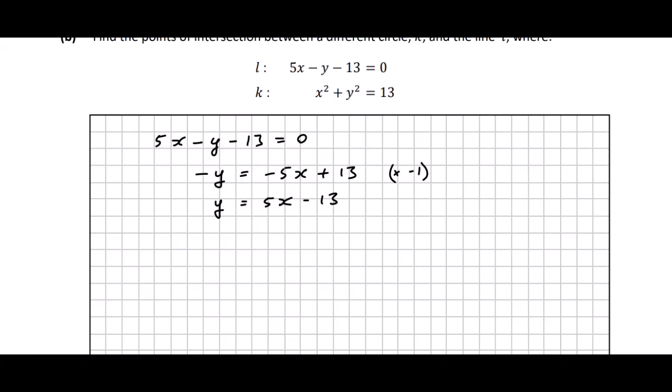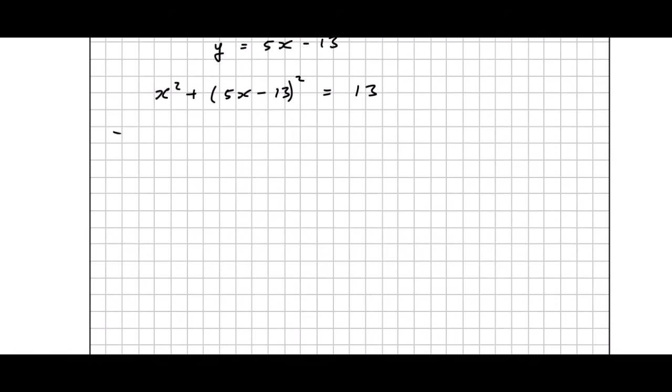Now the next thing we're going to do is substitute that into the circle. So we have x squared plus y squared. Well, we already have y here. We know that y is 5x minus 13, which we've got to square. This is just our y squared. And then that's equal to 13. So we've got to work through this to find 2 values for x. So let's do that. So we have x squared plus, we've got to square all this out. Well, that's just 5x minus 13 times 5x minus 13. So you've got to multiply that by that, that by that, that by that, and that by that.